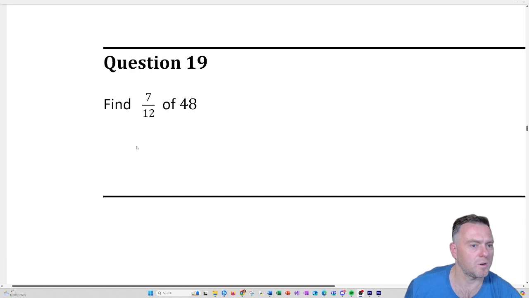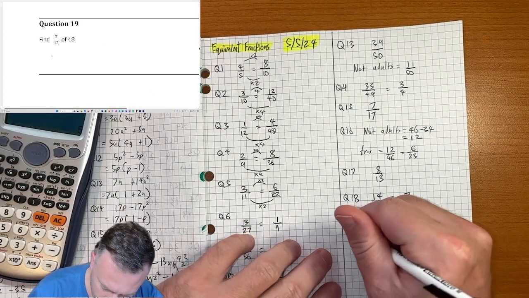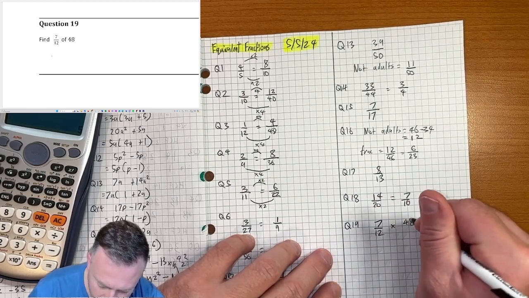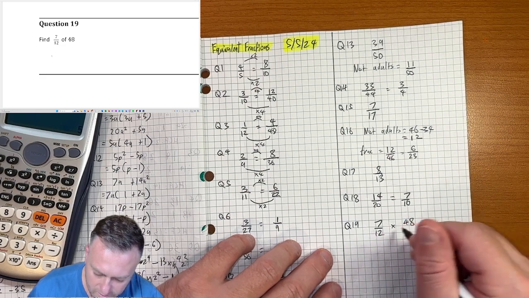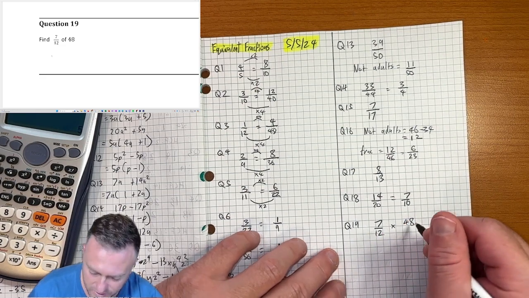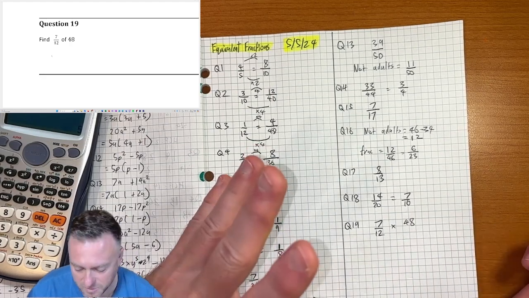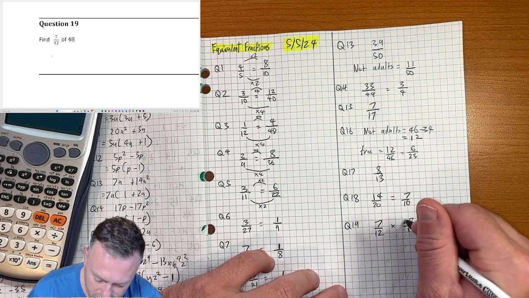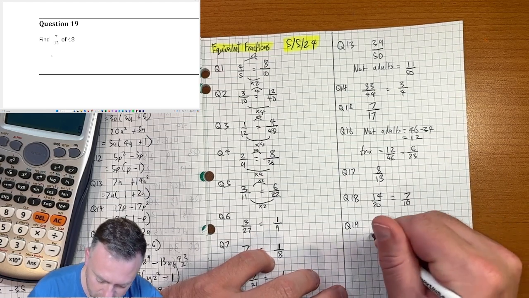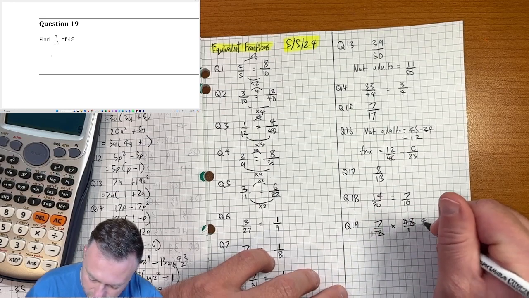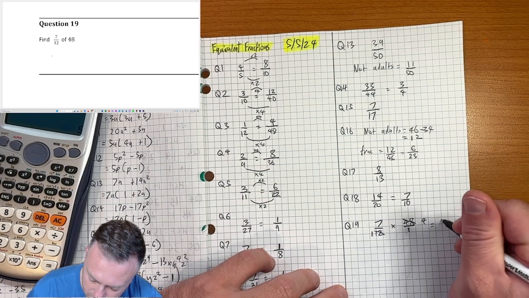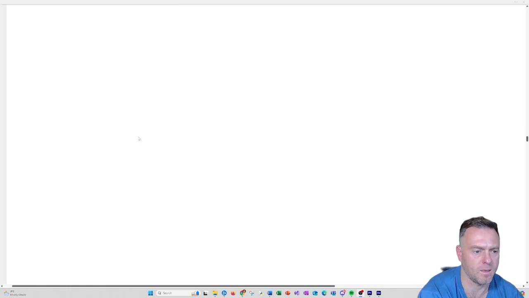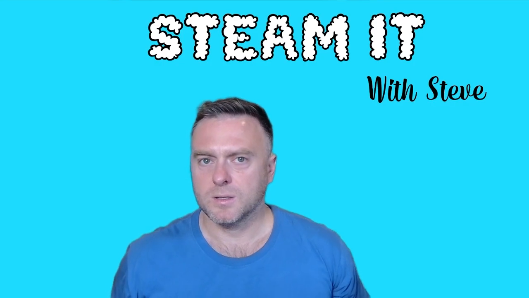And then find 7/12 of 48. So 7/12 of means times 48. Now you can do a little bit more complexity sort of things here, and hopefully some of you might remember it, some of you might not. That's okay. So if we have this, you've got equivalent fractions, so you can divide this by 12, and that cancels out to be 1. That gives you a 4. And then 7 times 4 gives you 28. And that's it.